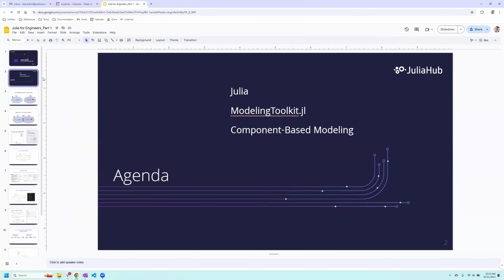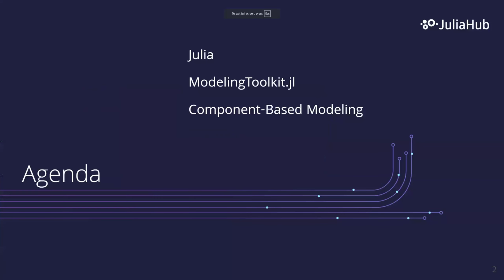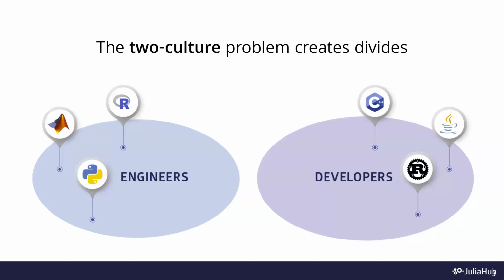All right, let's start off with Julia. What is the Julia programming language and what does it aim to do? With all the companies and programs we've worked with across various industries, including but not limited to aerospace, automotive, healthcare, robotics, and AI, regardless of how mature these organizations are, they all face the same obstacle, which we call the two culture problem.